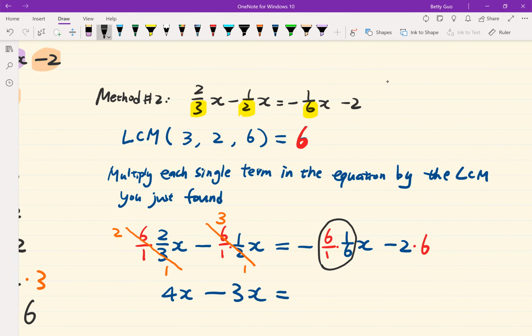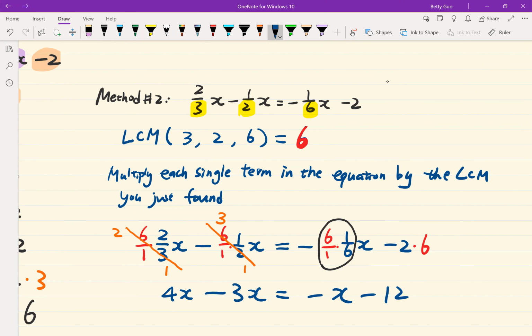Reciprocal multiply to 1, okay? Yeah, 6 cancel 6. So you have negative x on the right. And what is negative 2 times 6? Negative 12. Correct? Do you see that? And that's how you get rid of denominators at the very beginning.